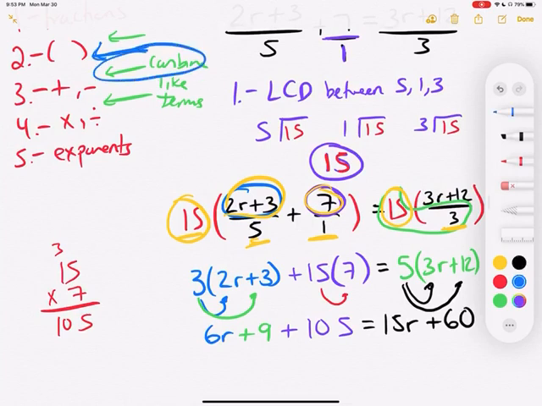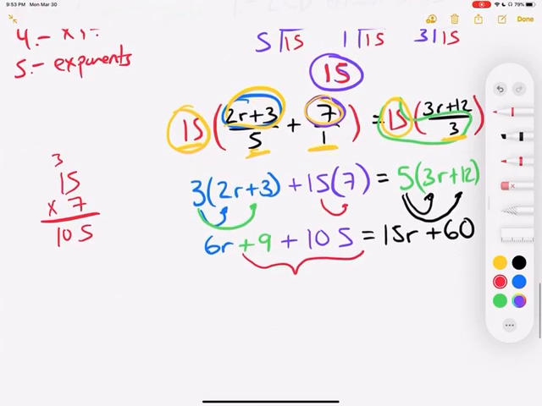The next thing is combine like terms. We have to combine like terms on both sides of the equation. We're not sending anything to the left side or the right side. We're trying to combine like terms. So on the left side, only terms that have the same variable or only numbers that are by themselves can be combined. So it's going to be 6r, and I'm going to combine those two numbers, which is 105 times 9 plus 105. This should be 114 equals 15r plus 60.